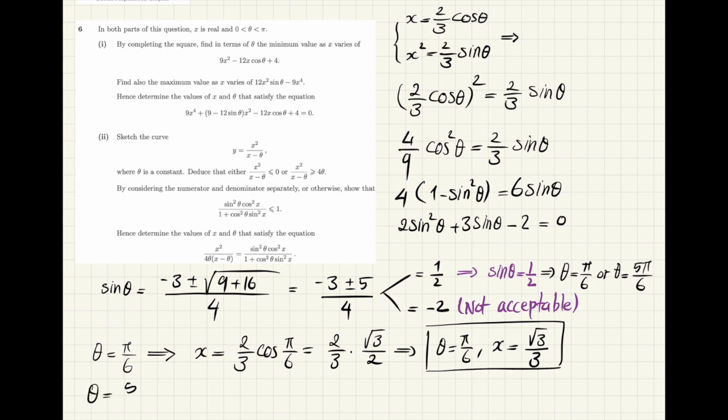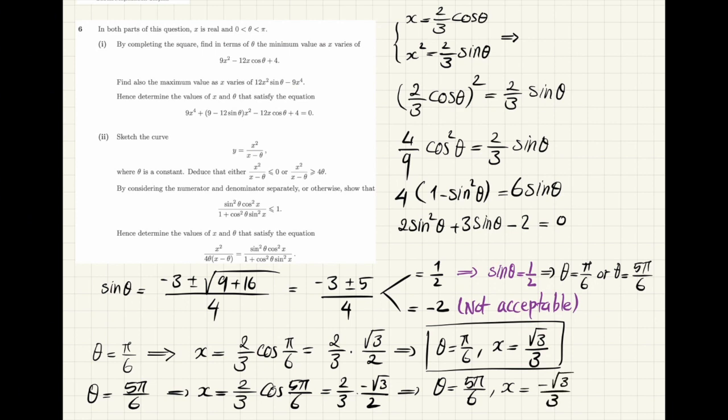Another pair is that when theta is 5 pi over 6, then x becomes 2/3 of cosine 5 pi over 6. So it becomes 2/3 times minus square root of 3 over 2. The cosine of 5 pi over 6 is cosine of pi minus pi over 6. So by the way, we can see that 5 pi over 6 and pi over 6 are supplementary angles, so the cosine of one of them is the negative of the cosine of the other one. So what you can conclude is that the other solution is theta equal to 5 pi over 6, and x, of course, in this case would be negative square root of 3 divided by 3. So these are the pairs of numbers that we get for x and theta respectively.